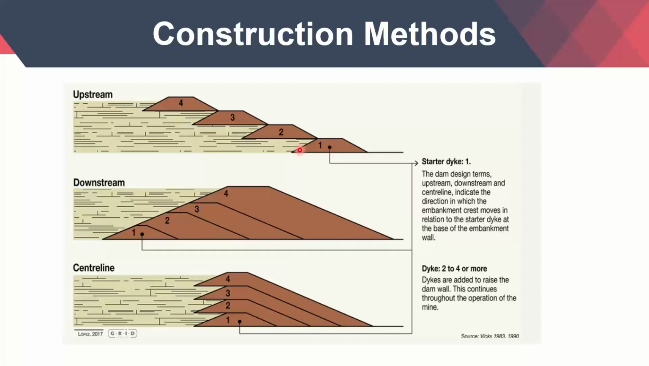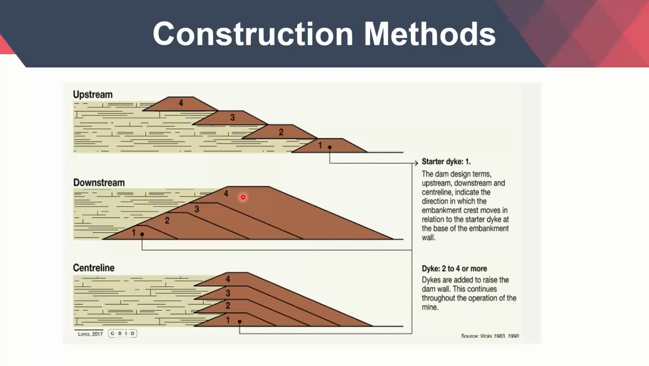The downstream method means the starter dike is created, then the subsequent raisings are created on the downstream side. Out of the three methods, it is the safest method. At the same time, it is the most expensive method too. That is why an improvisation called the centerline method had been brought into practice.